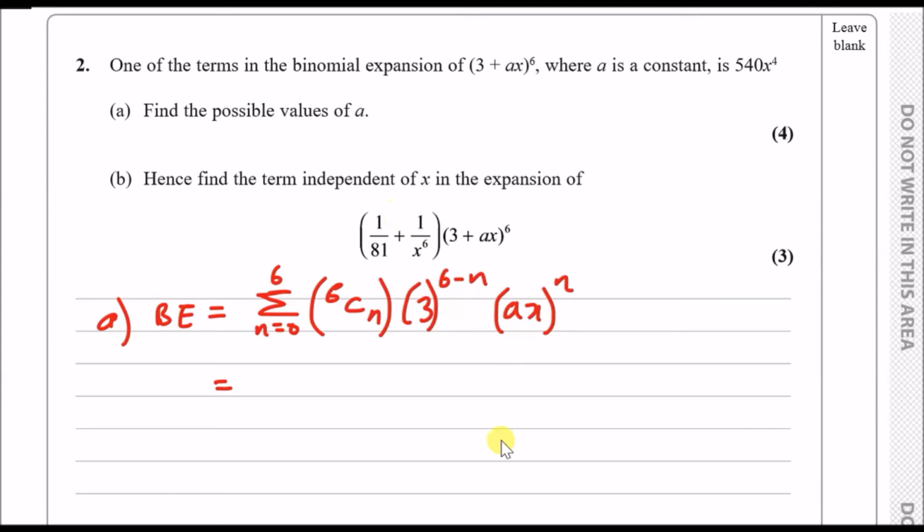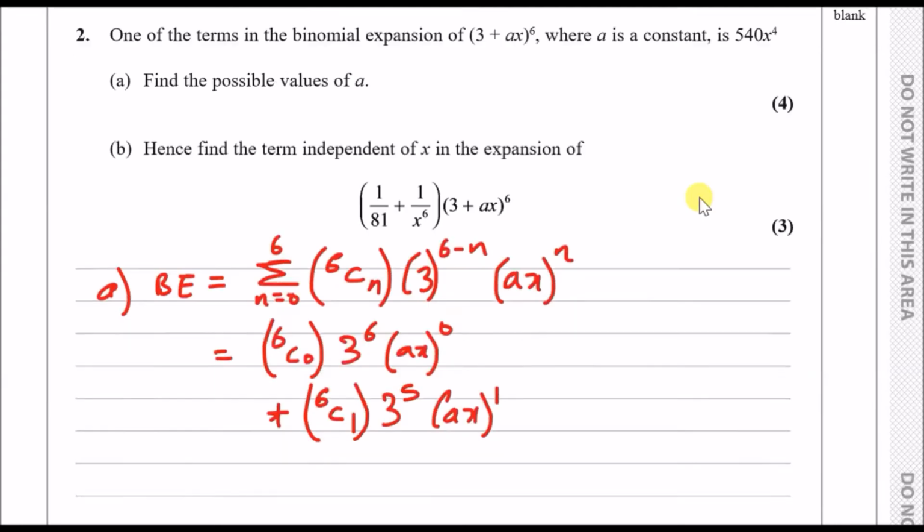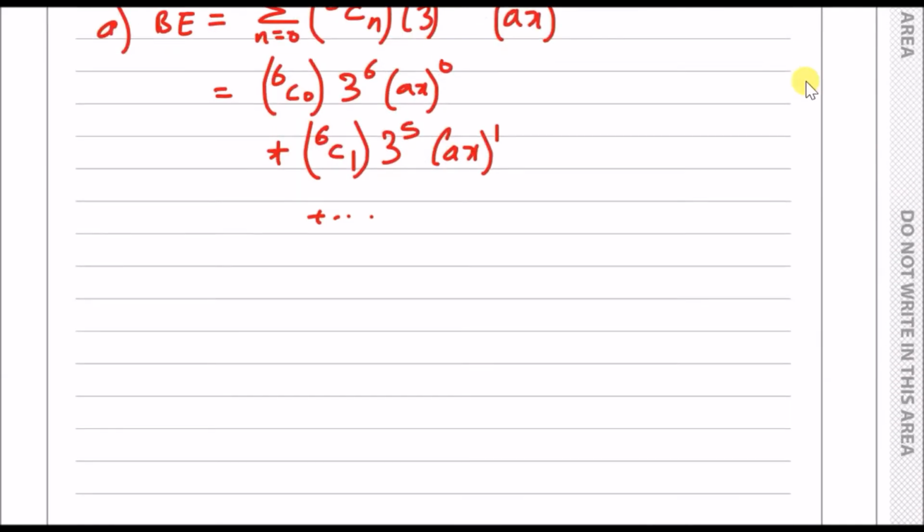So we start from n equals 0. When you plug in 0, you're going to get 6 choose 0, and then 3 to the power of 6 minus 0, which is just 6, and then ax to the power 0. Okay, we can just leave it in this form now. And then we do the next one. Replace n with 1, we get 6 choose 1, 3 to the power of 6 take away 1, which is 5, and then we've got ax to the power of 1. If we keep on doing this, we'll eventually get down to the fourth one, x to the power 4. So let's just put dots there until we get to 6 choose 4.